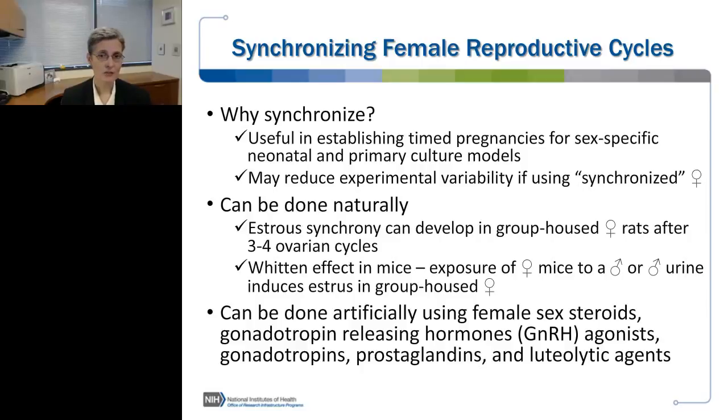You can take advantage of the fact that estrus synchrony can develop in group-housed female rats after 3 to 4 ovarian cycles. This is comparable to the dormitory effect that's been described in women. We can also take advantage of certain pheromone effects, for example, the Whitten effect in mice, which results from the exposure of female mice to a male or male urine, and this induces estrus in group-housed females. We can also, again, depending on the species and the strain, do this manipulation artificially by using either female sex steroids, gonadotropin-releasing hormones and their agonists, gonadotropins, prostaglandins, and luteolytic agents.